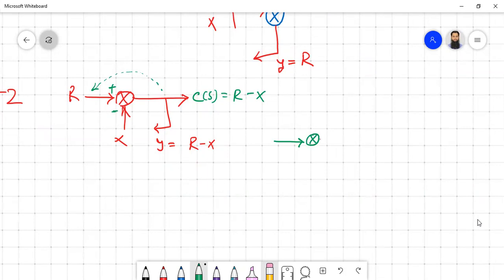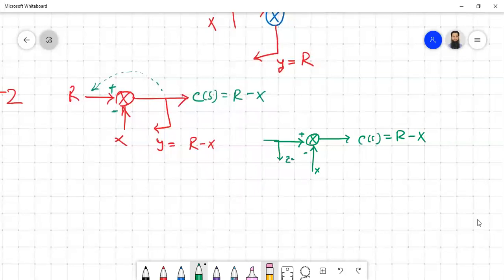You have the summing junction. This is your X as minus, and you have your output remaining the same. R minus X. Now, if you take it from here, what you are taking is only R. So Z is only R.